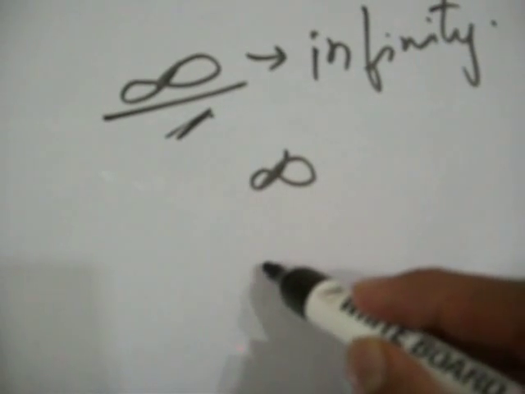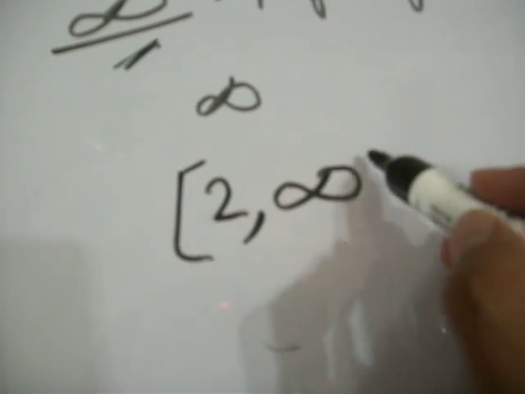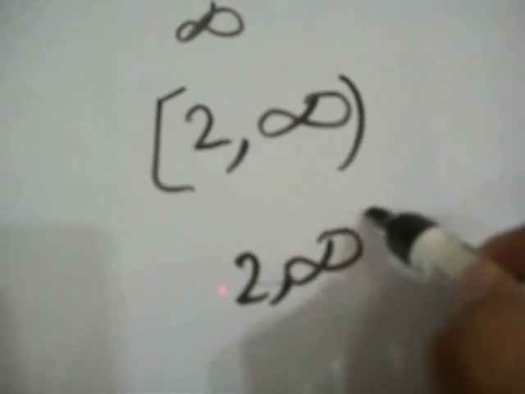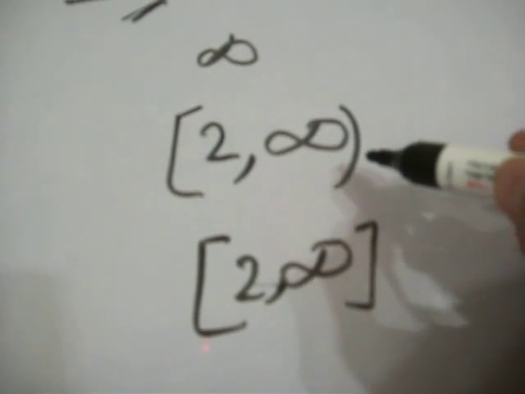if our answer is like this, 2 till infinity, from 2 to infinity, we never use this sign. We never close infinity. It is always to be kept open, no matter what.